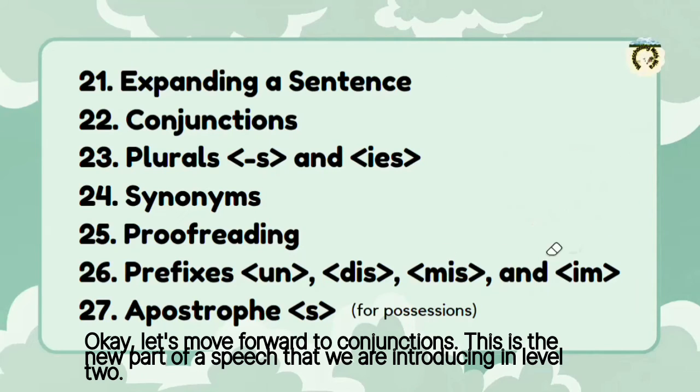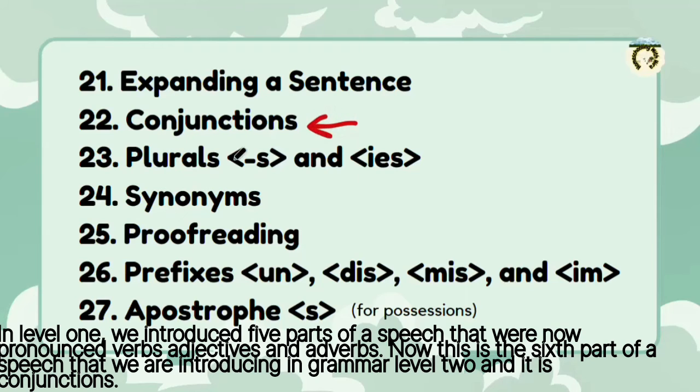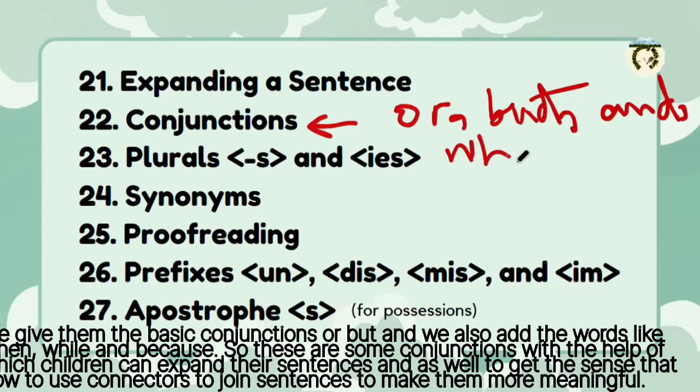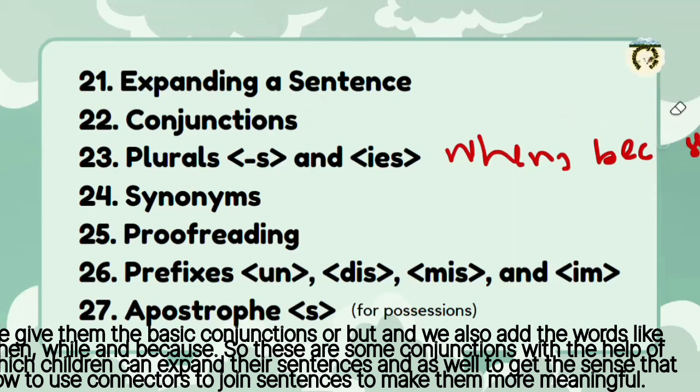Okay, let's move forward to conjunctions. This is the new part of speech that we are introducing in level 2. In level 1, we introduced 5 parts of speech: nouns, pronouns, verbs, adjectives, and adverbs. Now, this is the 6th part of speech that we are introducing in grammar level 2, and it is conjunctions. We give them the basic conjunctions or, but, and. We also add words like when, while, and because. So these are some conjunctions with the help of which children can expand their sentences, and they also get the sense of how to use connectors to join sentences to make them more meaningful.